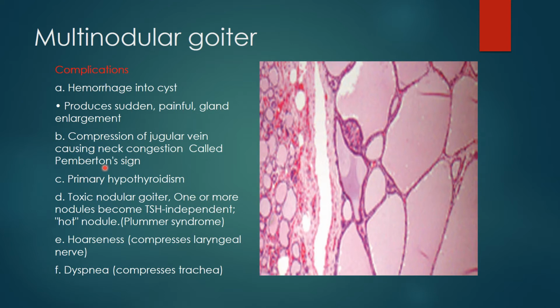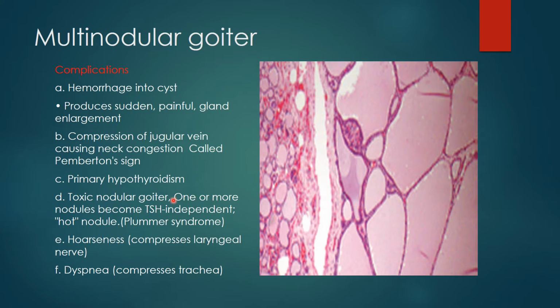Basically, when the person raises their hands and changes position, the thoracic inlet becomes obstructed and this results in compression of the jugular vein, and this causes obstruction of the flow of blood, and this phenomenon is called Pemberton sign. And this usually occurs when the multinodular goiter appears in the retrosternal area. Multinodular goiter may also cause primary hypothyroidism.